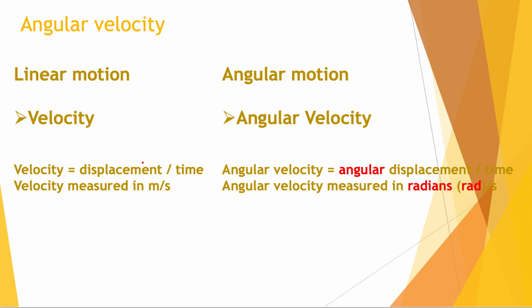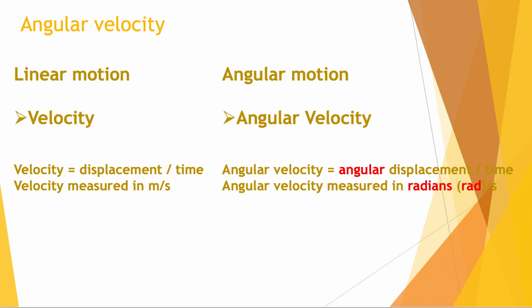Okay, so again, we need to look now at the calculations. A quick bit of revision here. Velocity. Last year we looked at this. Velocity equals displacement over time, measured in meters per second, because displacement is measured in meters and time is measured in seconds. So this year, angular velocity, again, it's really easy. We just need to put the word angular in. So this time, angular velocity is angular displacement over time.